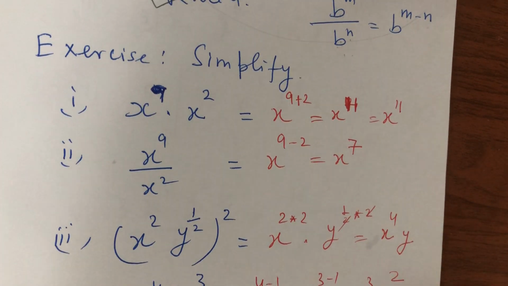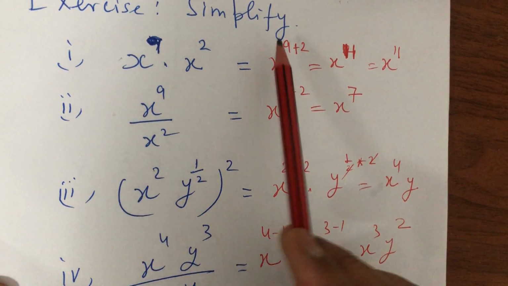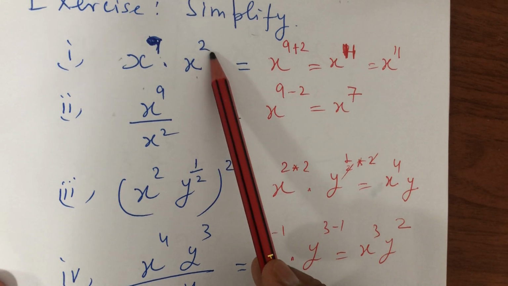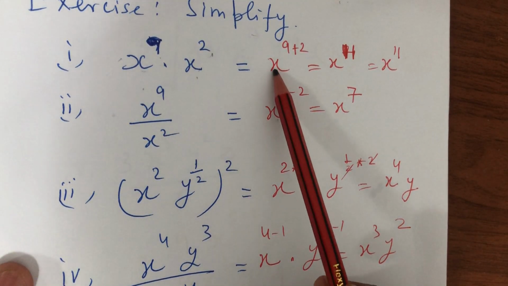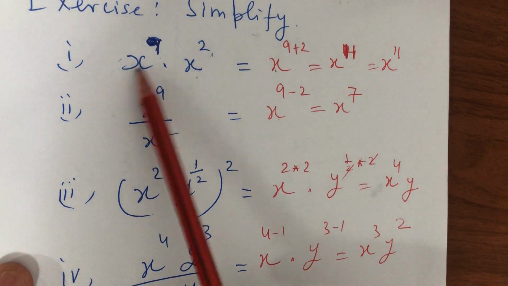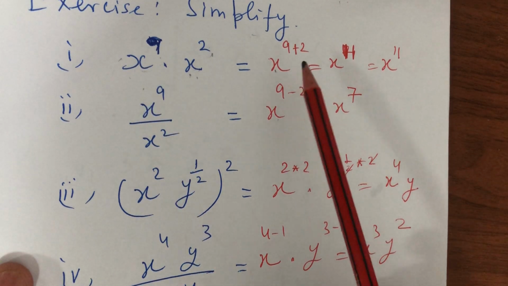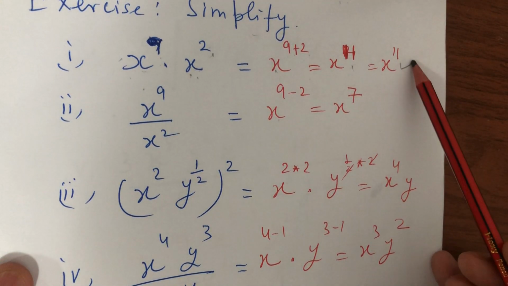I have here some exercises where we have used these rules. Exercise: simplify x power 9 times x power 2. Rule 1 says when we have two powered quantities with the same base, their powers are added, like this: x power 9 plus 2, x power 11.